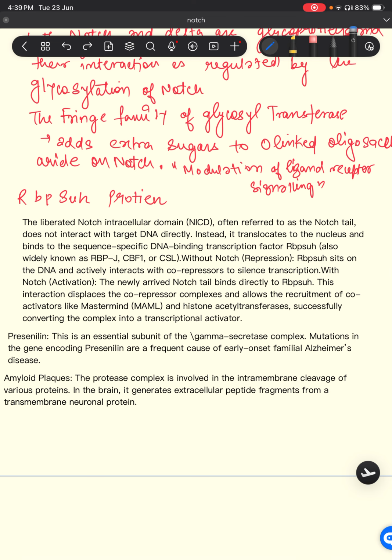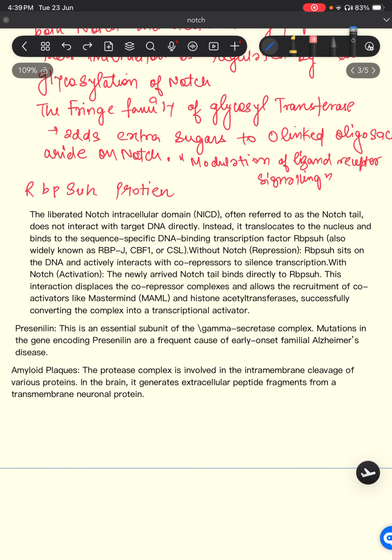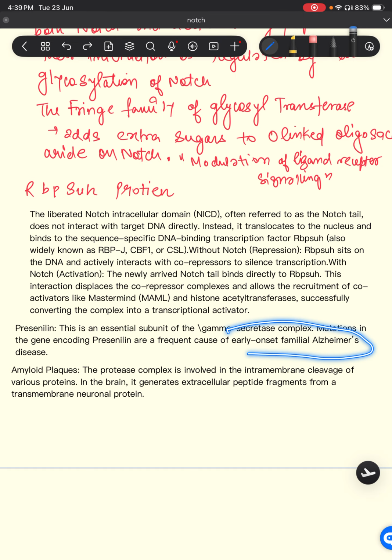So you will generate extracellular peptide fragments, which are basically amyloid plaques. You don't need those. What will you do with these undefined fragments? So this is also a frequent cause of early onset Alzheimer's disease.